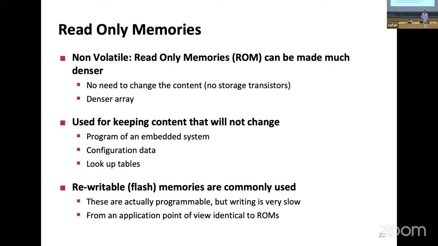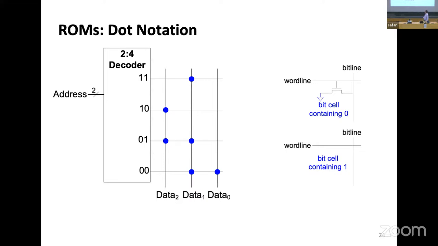Now, the ROMs can be made very, very simply. You still have the decoder, but essentially, you could just connect them and say, hey, I have data here, and if I want to have a zero, I'll just make a pull down. If I don't have anything, I will not connect anything, and I can read these things out.